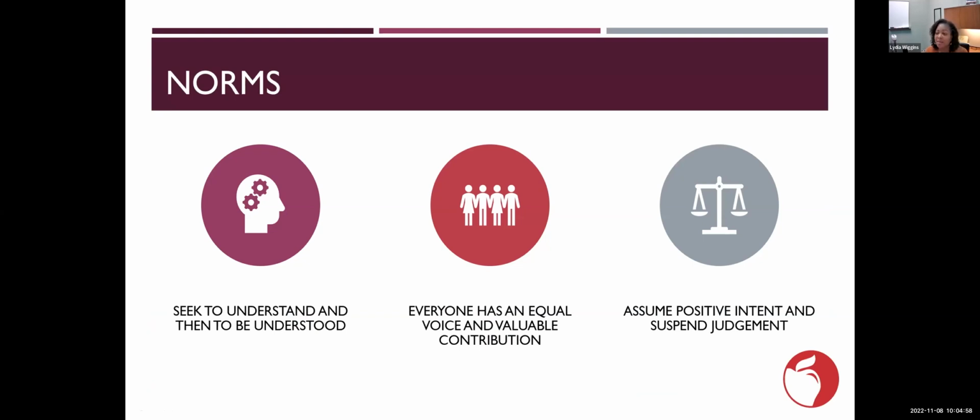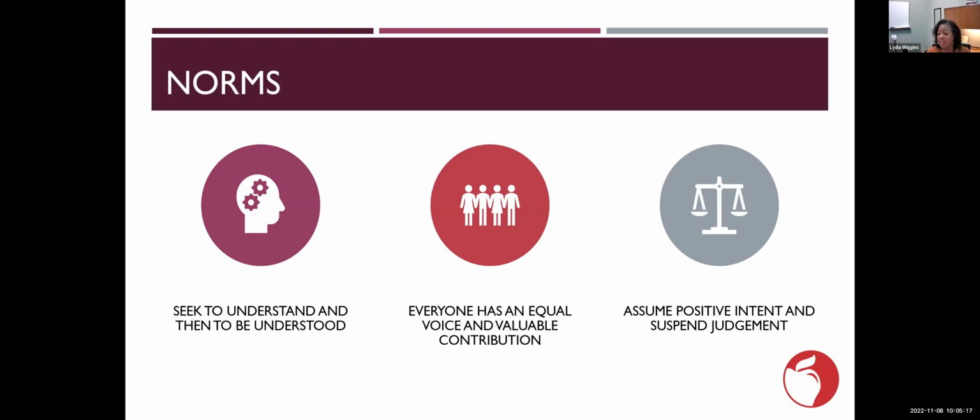So in today's session, we want to identify some norms, some practices that we can begin to put in place as a measure of having conversation in this section, and it's seek to understand and then to be understood. So if a person is talking or they're giving a critique or feedback about something that you're listening to, make sure that you're understanding what they're talking about, and then you can be understood as well.